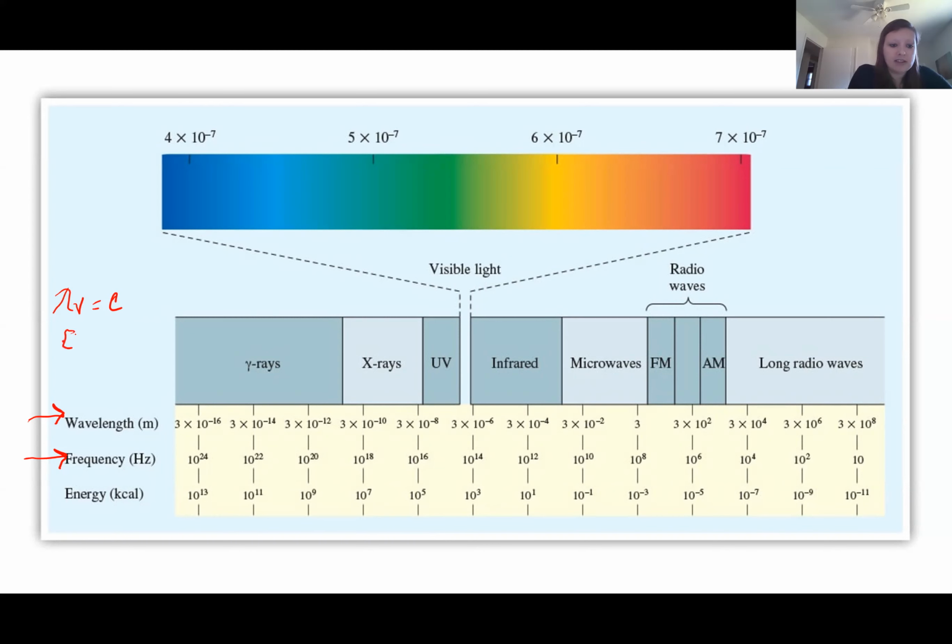Energy, on the other hand, is defined as h nu, where nu is frequency and h is Planck's constant. So inversely related wavelength and frequency are both related to energy. If you look at gamma rays, for example, high energy, high frequency, short wavelength. And the converse is true on the other side.